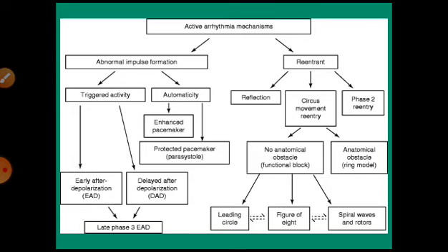The second active arrhythmic mechanism is reentrant, where the impulses are re-entering into the same path again and again. So that also I will explain to you later. And it also has various types of re-entry, right? So that we will discuss later.